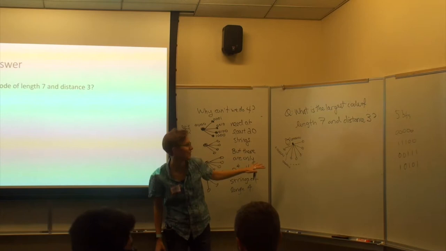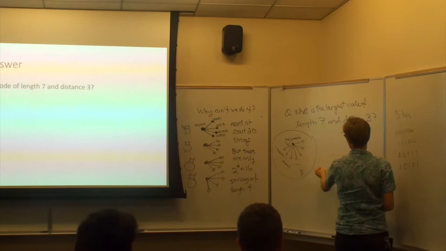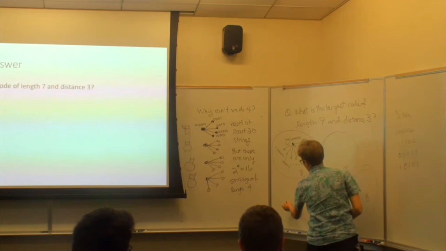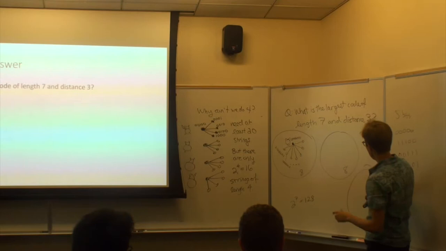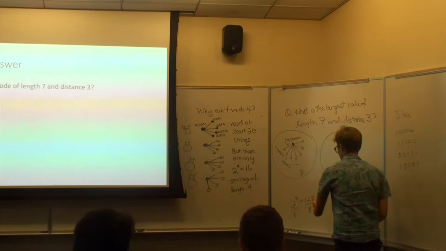You guys have already done the computation? 16. Okay, that's right. Let me finish saying why. There are eight things in here: the thing itself plus the 7 neighbors. The question is how many of these 8 can we fit into the number of strings of length 7? How many strings are there of length 7? 2 to the 7. So 2 to the 7 equals 128 total strings, and I'm grouping them into bunches of size 8. So at most 2 to the 7 over 8, which is 128 over 8, which is 16. That would be the best we could hope for.